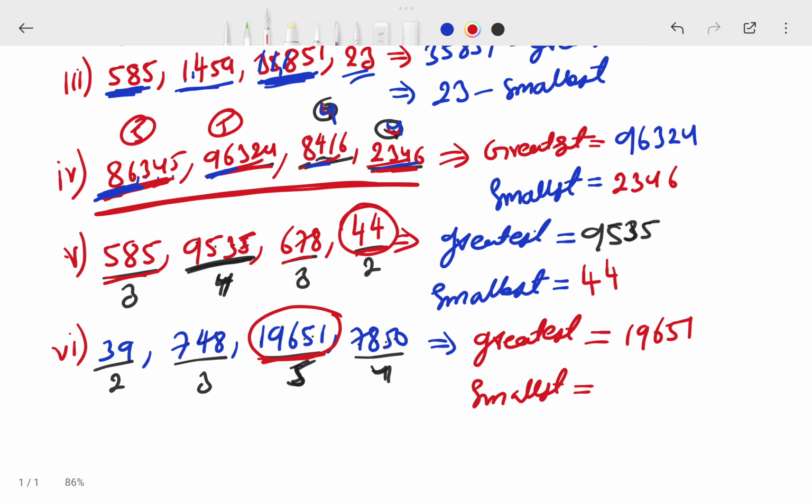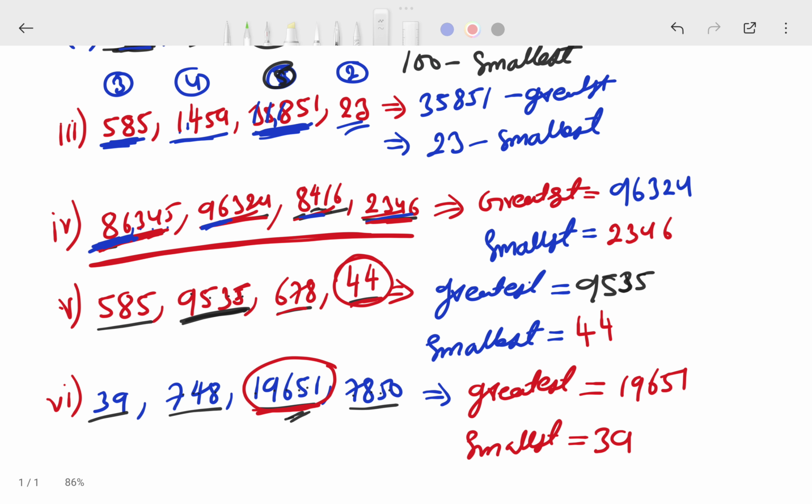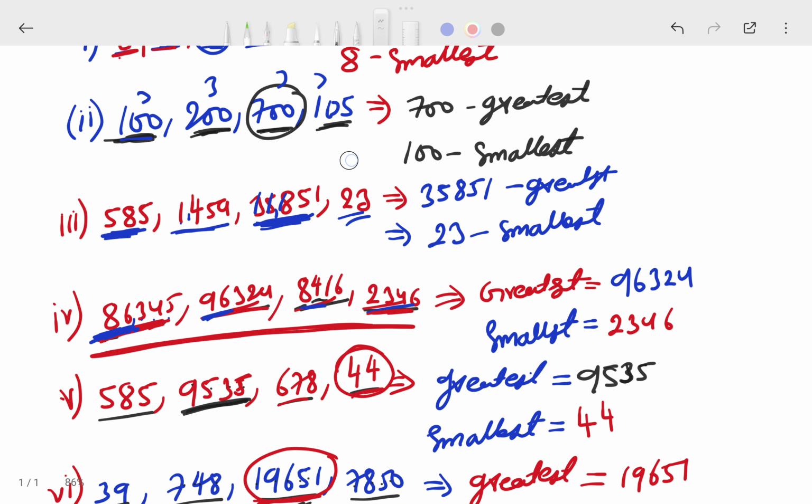If you see which has fewer digits, it has only 2 digits, so that is 39. So 39 is the smallest. Like that you can do this one. This is a very simple way to find this out. I hope this is going to be clear to you.